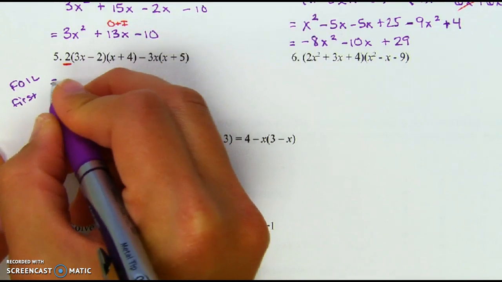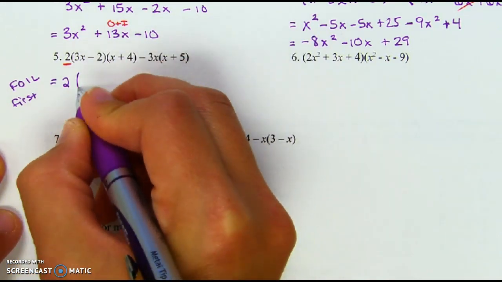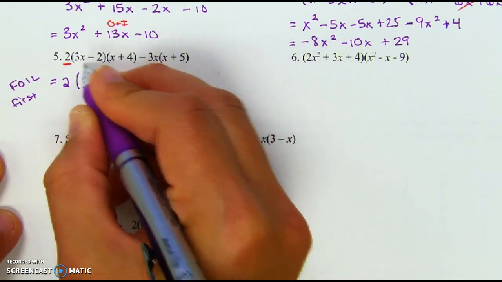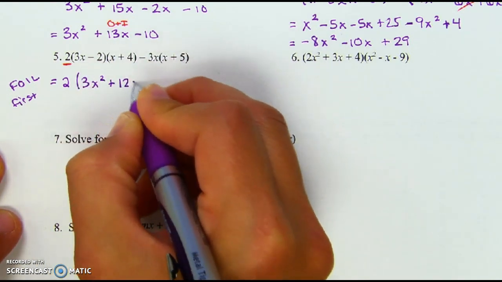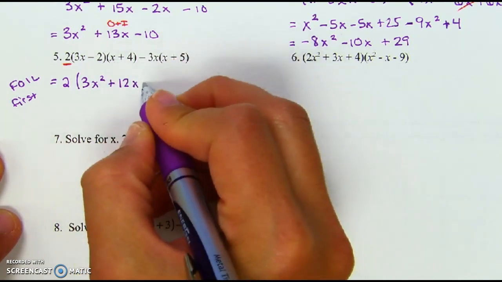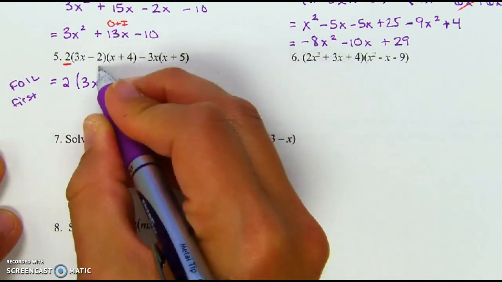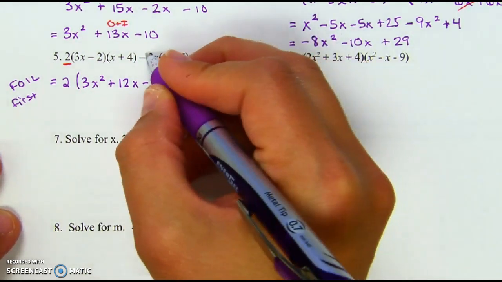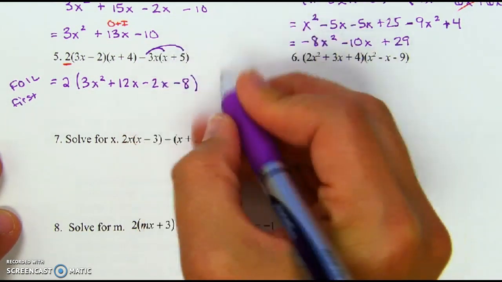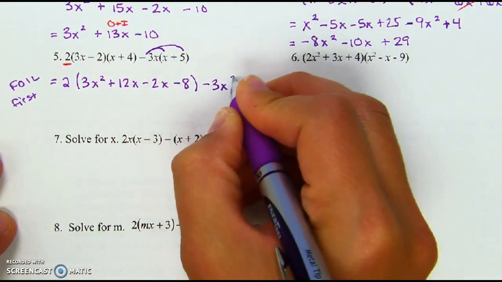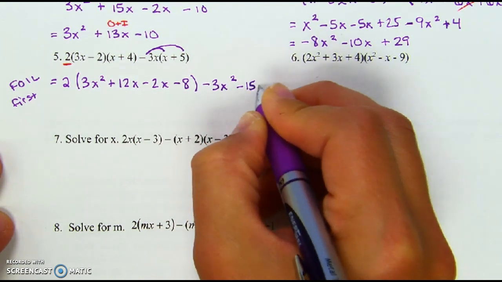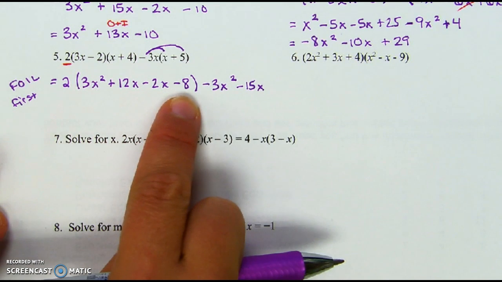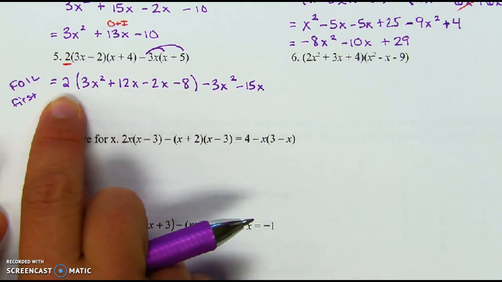Here we go. So I'm going to leave this 2 in front, and then parentheses. 3x times x, 3x squared. 3x times 4, 12x. -2 times x, -2x. -2 times +4, -8. This isn't a FOIL, this is just a straight distribute the -3x minus 3x squared minus 15x. Okay, do you see we FOILed this, but we still have to distribute this too.